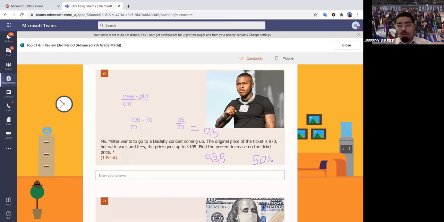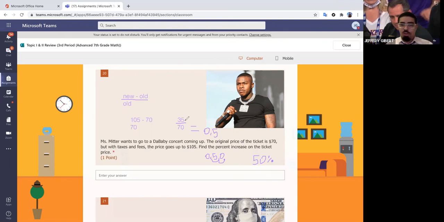So remember, new minus old divided by old. And then do the division problem, and then multiply your decimal by 100, or move the decimal 2 times to the right to get your percent. So this one's going to be 50%.